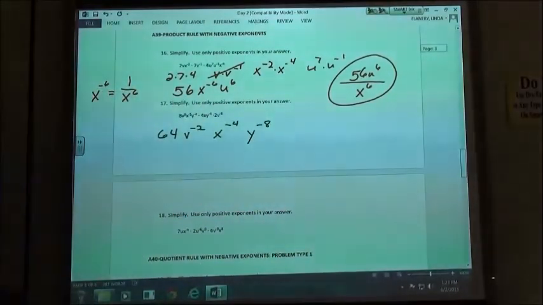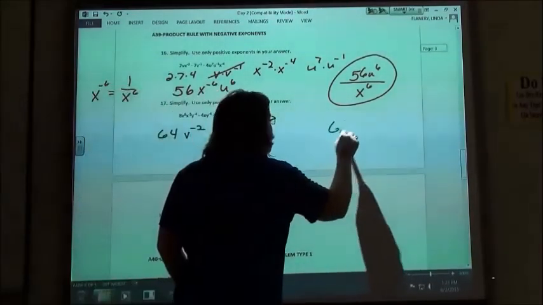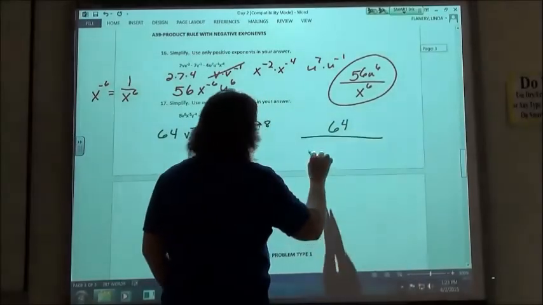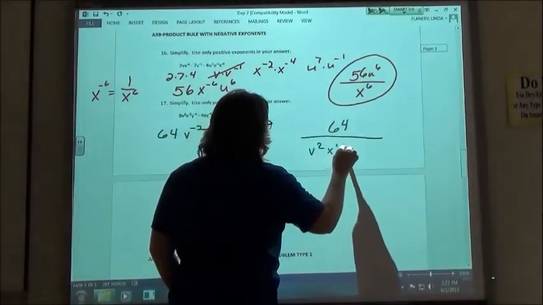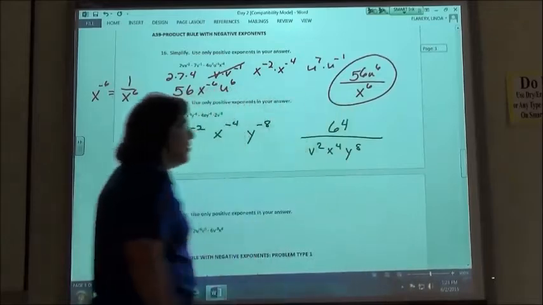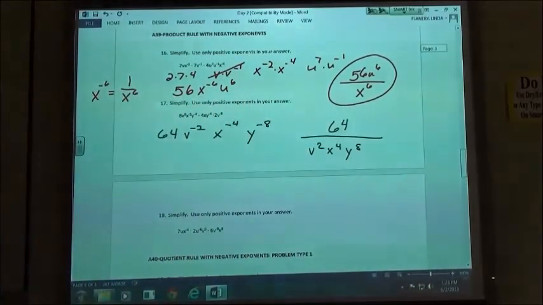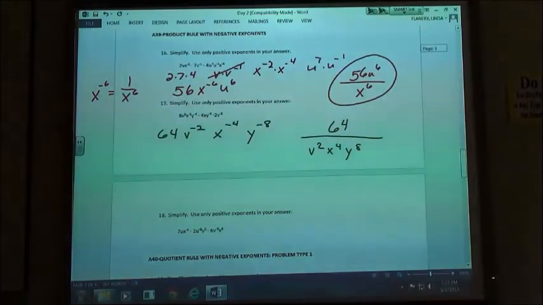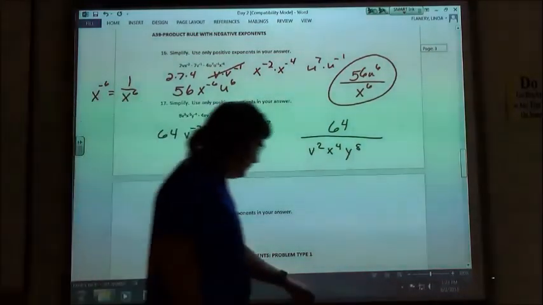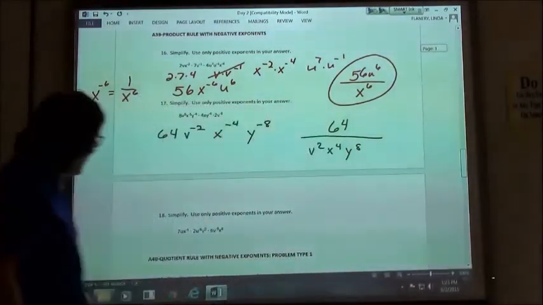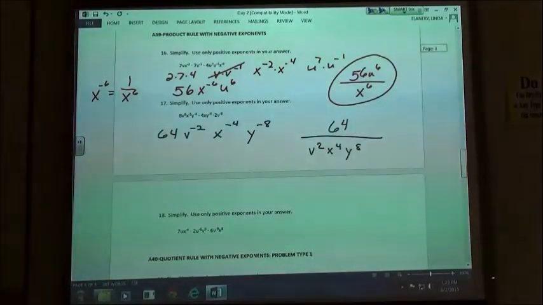negative 8, right? And that one, it happens that all of my exponents are negative. The 64, however, does not have a negative exponent. So the 64 is going to stay up on top, and the v squared, the x to the 4th, and the y to the 8th will all flip down to the bottom of my fraction to make my exponent positive instead of negative. I really didn't leave myself much room to write there, but I'll squeeze it in there anyway.